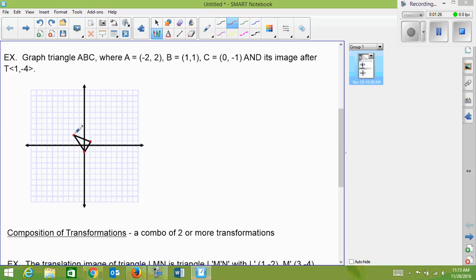So I'm going to take this point, and I'm going to go 1 to the right, and 1, 2, 3, 4 down. And then I'm going to take this one and go 1 to the right, and 1, 2, 3, 4 down. And this one, 1 to the right, and 1, 2, 3, 4 down. And so there would be my image after the given translation. It should be the exact same size and shape and everything. It's just sliding, however far this one says to do.